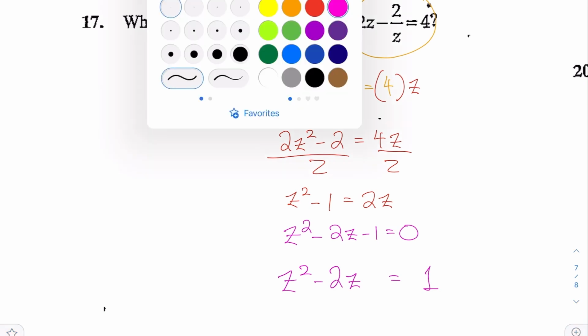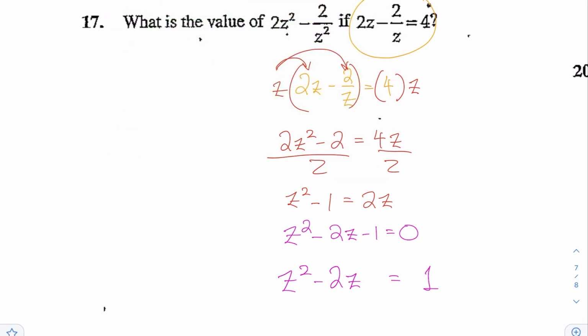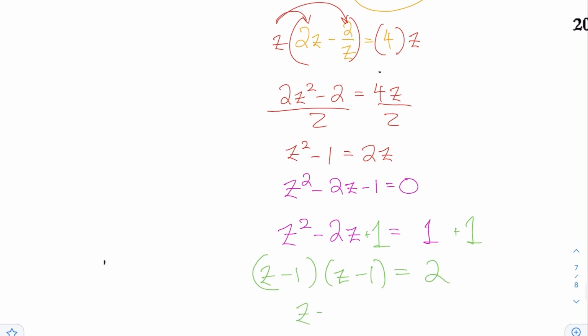And the factor that we actually need is add 1. So you add 1 again to both sides, and now you have a perfect square on the left. So on the left side, that will give you z minus 1 times z minus 1, and that's equal to 2. Or z minus 1 squared is equal to 2.